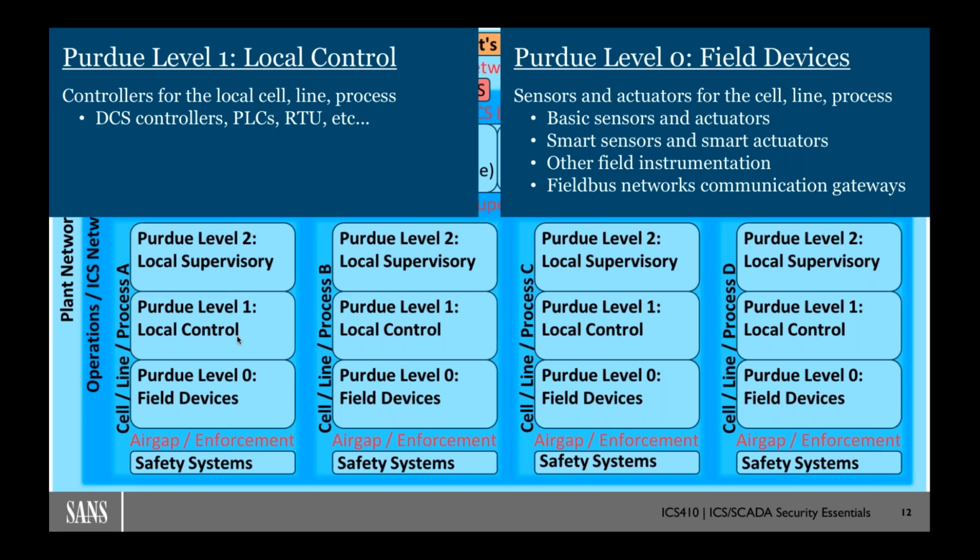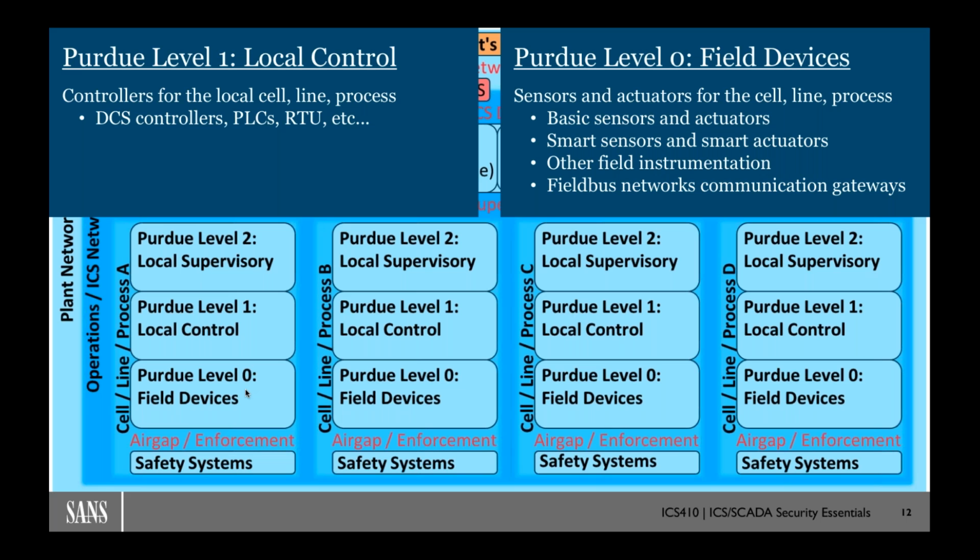Purdue level 0, these are our field devices. Purdue level 0 is basically where all of our sensors and our actuators go. They could be basic sensors and actuators, or they could be smart sensors and smart actuators. What is a smart sensor and a smart actuator? That's generally what I refer to as any of our field bus devices. If we have a device that is an actuator or a sensor that, instead of using basic I/O, uses some type of protocol, usually some type of field bus, that's a smart sensor, smart actuator.